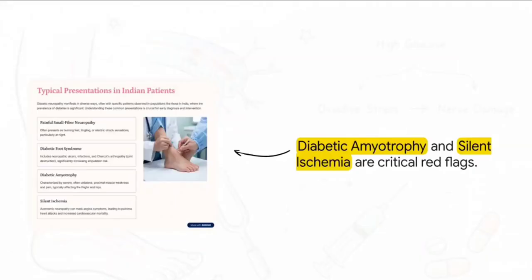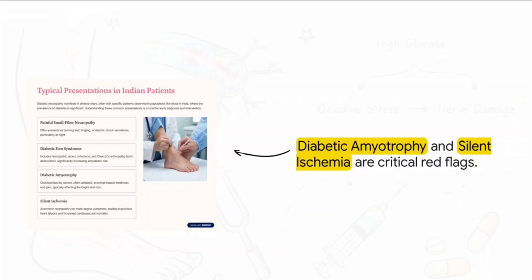When you're evaluating these patients, especially in high-risk diabetic populations, you absolutely must have your radar up for specific clinical red flags. Diabetic amyotrophy is a massive one to know. It presents as severe, usually asymmetric, proximal thigh weakness along with weight loss. This means there's an ischemic injury to the lumbosacral plexus. Bottom line, this is not your standard distal stocking glove neuropathy, so don't brush it off.